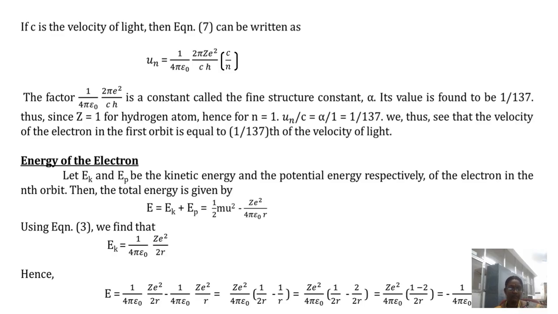We will get Ek is equal to 1 by 4 pi epsilon naught z e squared by 2r. Then E is equal to 1 by 4 pi epsilon naught z e squared by 2r minus 1 by 4 pi epsilon naught z e squared by r. We can take 1 by 4 pi epsilon naught and z e squared as a common factor, and we will get 1 by 2r minus 1 by r, and we will get minus 1 by 4 pi epsilon naught z e squared by 2r as the energy factor.